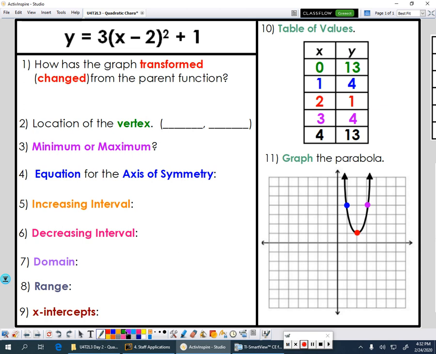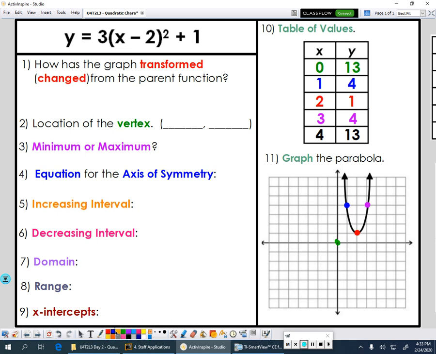How has the graph transformed from the parent function? Remember, our parent function would start here at (0, 0), and it would have an a value of 1. So it would have kind of a slope of 1. It would look something like this green one here. So what I'm going to do is think about how it would change. How did the vertex move? Well, when I look at this vertex, I can see that the vertex moved 2 places to the right and 1 place up. So when I write its transformation, that's what I'm going to say.